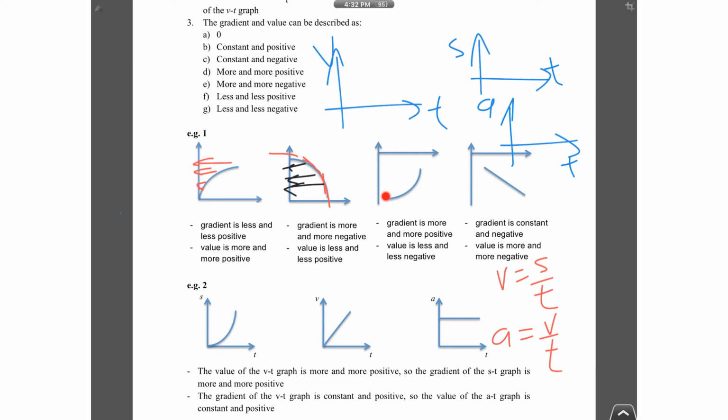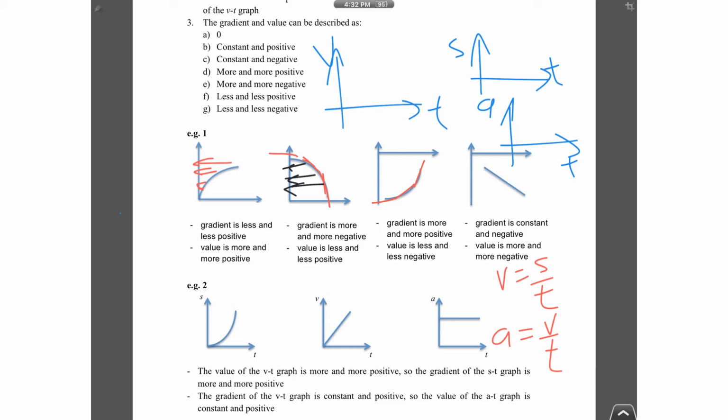If we move from here to here, let's look at the gradient. Gradient doesn't care about value, doesn't care about the y-axis. Just look at the slope. Is it pointing up or down? So it is positive or negative gradient? Positive gradient, right or not? Is it getting steeper or less steep? Steeper. If you cannot imagine, draw a tangent. So it's getting steeper, so you will describe the gradient as more and more positive. Agree or not?